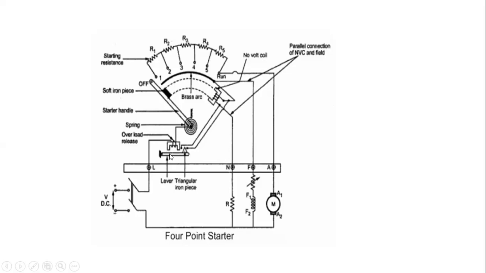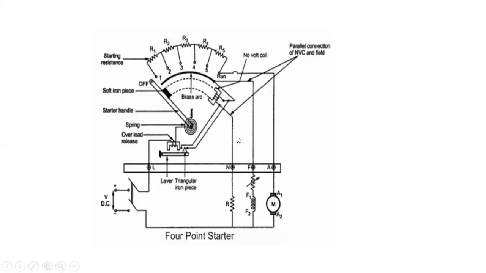If any overloads are obtained, this overload coil is more energetic when compared to the no volt coil. Then this overload magnet coil attracts the handle. Therefore, it pulls back the handle from the on position to the off position, and automatically the supply is disconnected. Okay, this is the working of a 3-point starter or the 4-point starter.